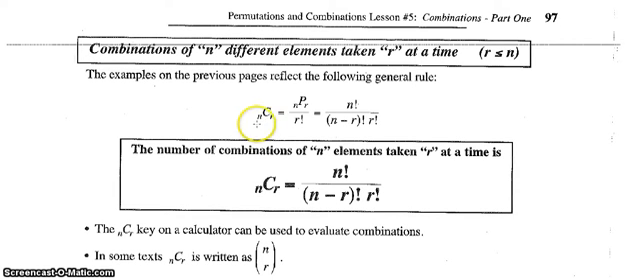All right, the combination is the permutation number divided by r factorial. And since permutation is n factorial over n minus r factorial, now you just divide by another r factorial. So this will be your formula. This formula is given. You just need to learn and use it.